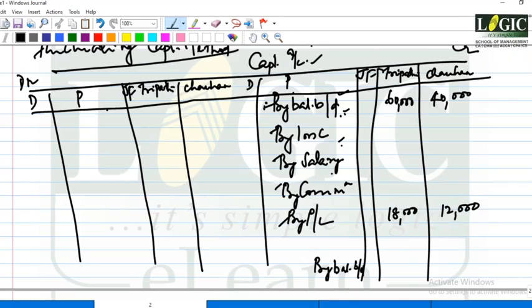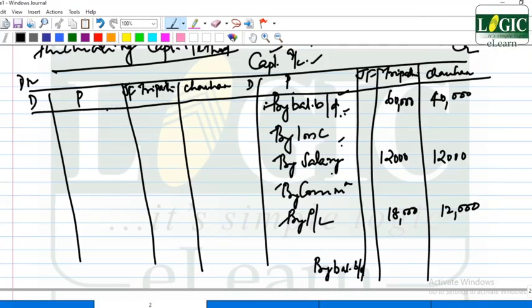Next, according to the partnership deed, both partners are entitled to 1,000 per month as salary. Salary is also something payable by the firm to the partner, something receivable by the partner from the firm. Since this is a capital account, which shows everything related to the partner and is maintained in the books of the firm, a partner should receive salary of 1,000 per month. So 1,000 into 12 is 12,000. So 12,000 each they will be receiving.